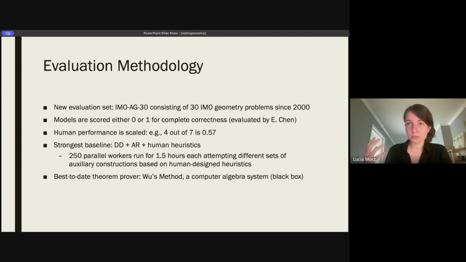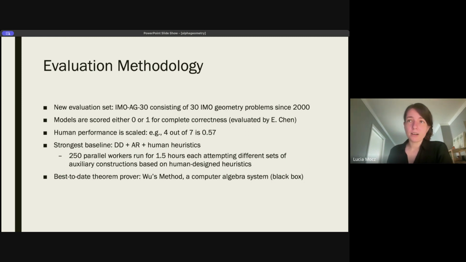And so to compare model performance, you take the human scores and you scale the human scores linearly so that 4 out of 7 becomes 0.57, and you compare those scores against the model score. So just remember in this comparison that the models are not given partial scores. They're not given any partial credit if they get some so-called partial correctness of the proof.